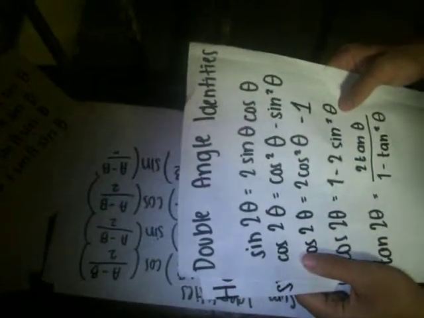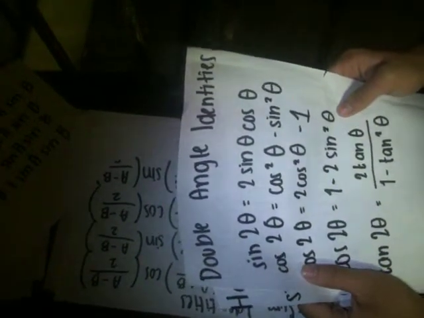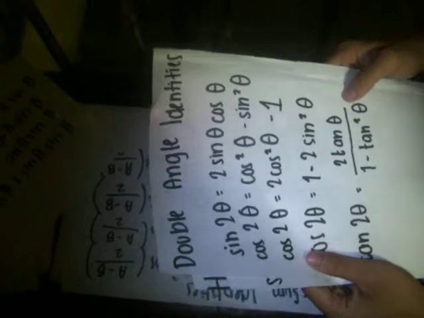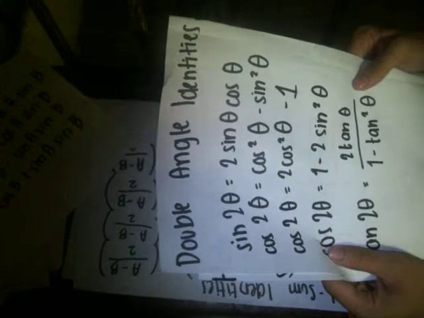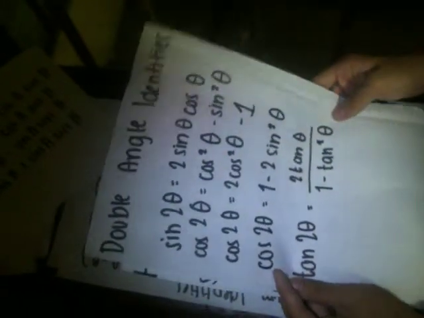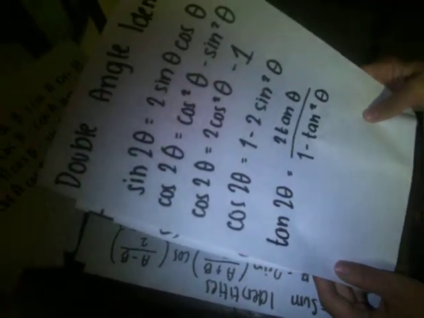Okay. Sine 2 theta equals 2 sine theta cosine theta. Next is cosine 2 theta is equivalent to cosine squared theta minus sine squared theta. Next is cosine 2 theta is equivalent to 2 cosine squared theta minus 1. Next is cosine 2 theta is equivalent to 1 minus 2 sine squared theta. The last is tangent 2 theta is equal to 2 tan theta over 1 minus tan squared theta.